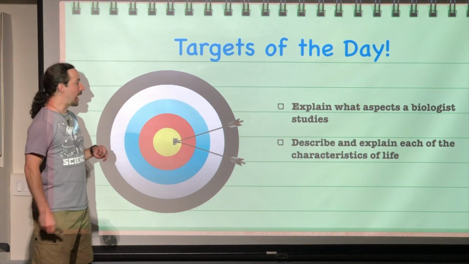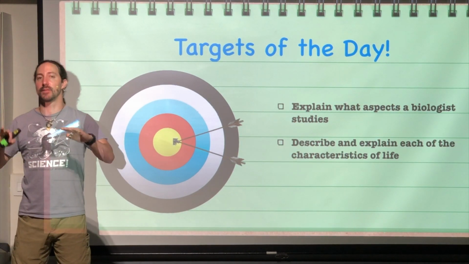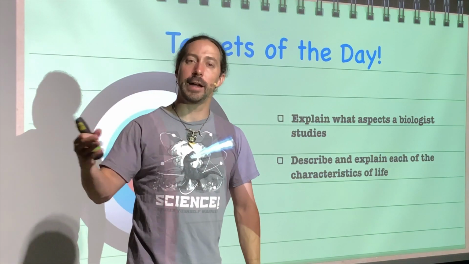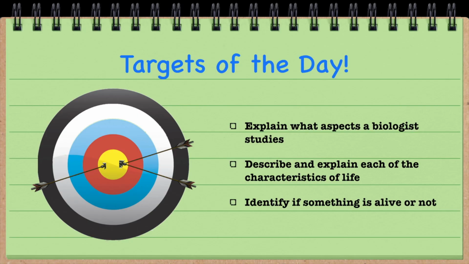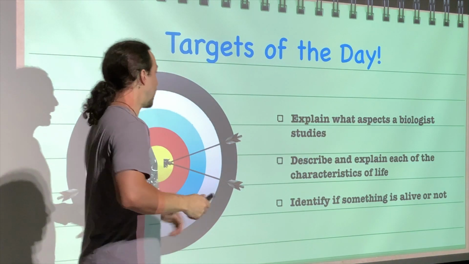Next, describe and explain the different characteristics of life. And then finally, the last target for the day is for you to be able to identify, is something alive or not? That's where we're going.